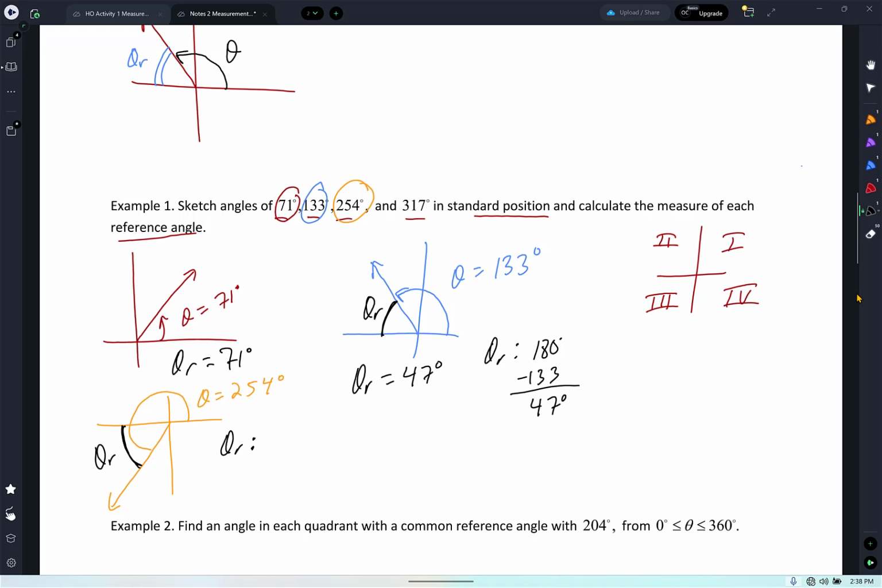How am I going to calculate it? Not from 360. From 180. Do you guys notice that? 254 minus 180. Because if you do 180 minus 254, you're going to get a negative angle. So 254 minus 180, what's that? 54, 64, 74. Is it 74 degrees? Let me know. I always make mistakes. So my theta r is 74 degrees for that one.